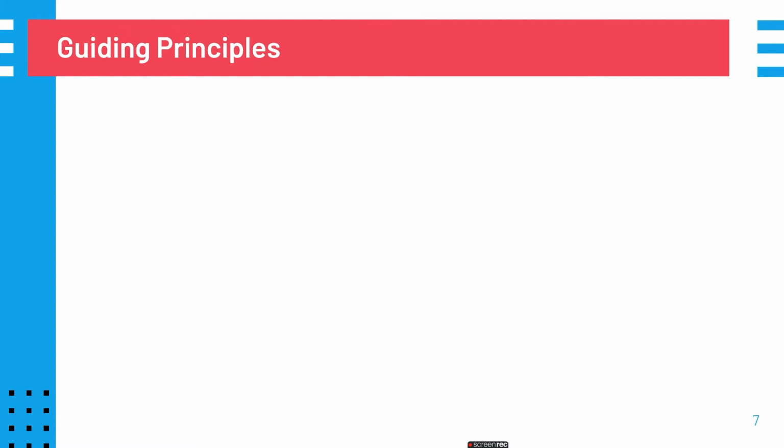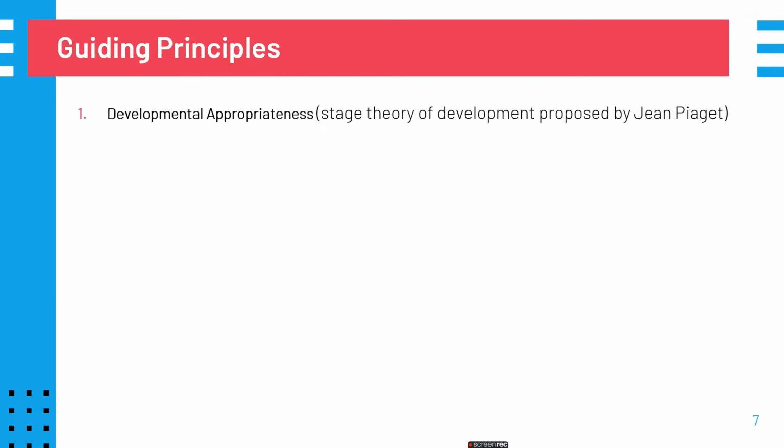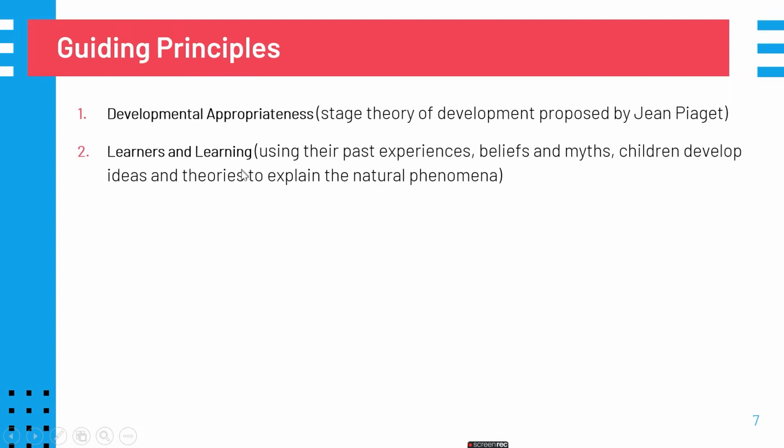Now let me talk about the guiding principles. There are many guiding principles in the new normal chemistry curriculum. The first one is developmental appropriateness. It is based on the theory of stages of learners' development. Second is learners and learning. This is using their past experiences, beliefs, and myths to promote learning of chemistry.